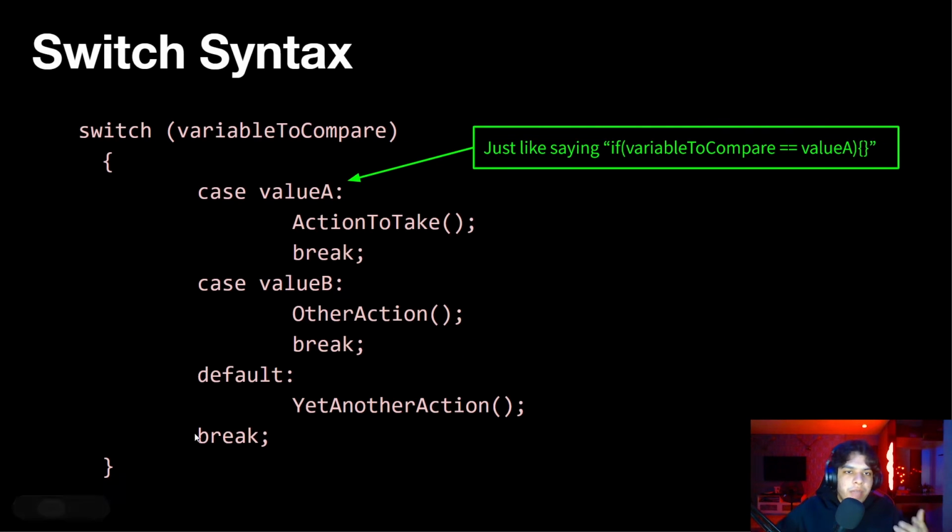This is how the backbone of a switch statement looks. It starts off with just switch, and over here, you type the variable to compare. This is the variable that you're going to compare against whatever you put over here. Basically, it's like just saying, if variable to compare, what I just did here, equals value A. So it simplifies your code even more.